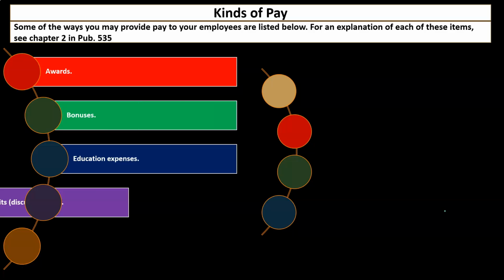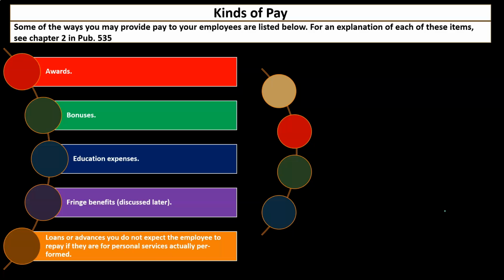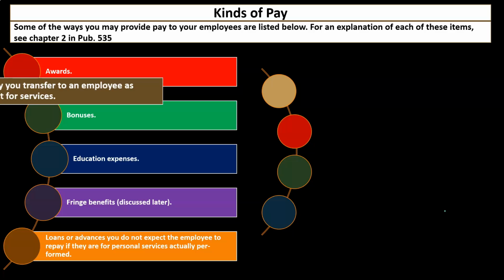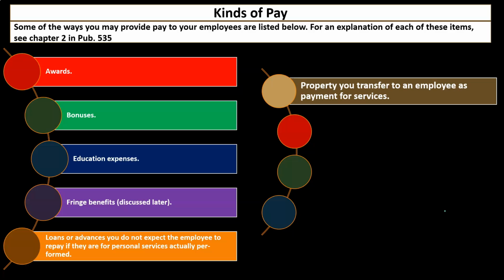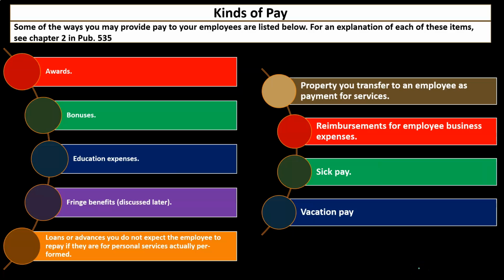So: awards, bonuses, education expenses, fringe benefits, loans or advances you do not expect the employee to repay, if they are for personal service activity performed, property you transfer to the employee as payment for services, reimbursement for employee benefit expenses, sick pay, and vacation pay. So these are different types of pay, and there might be different rules in terms of the taxability of them or how you're going to report them on a W-2. But just note these are forms of compensation that you would have.